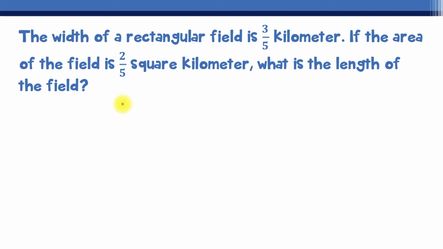So let's dive back into the question and make some notes of anything that's really important. First, we know that the shape of the field is rectangular, so we'll circle rectangular. We also know that this 3/5 of a kilometer is the width of that field. We also know that the area of the field is 2/5 of a square kilometer.